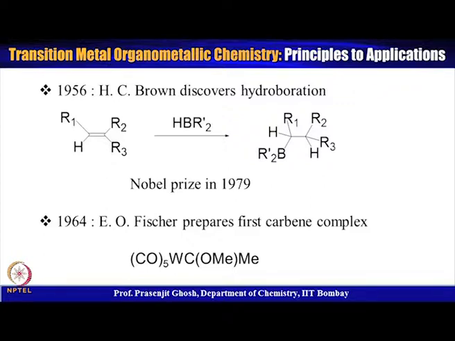In 1964, E. O. Fischer prepared the first carbene complex in the form of (CO)5W=C(OMe)Me. This is the compound where there is a double bond between the tungsten and the carbon center. This was the first ever multiply bonded metal carbon compound. These are usually known as carbene.